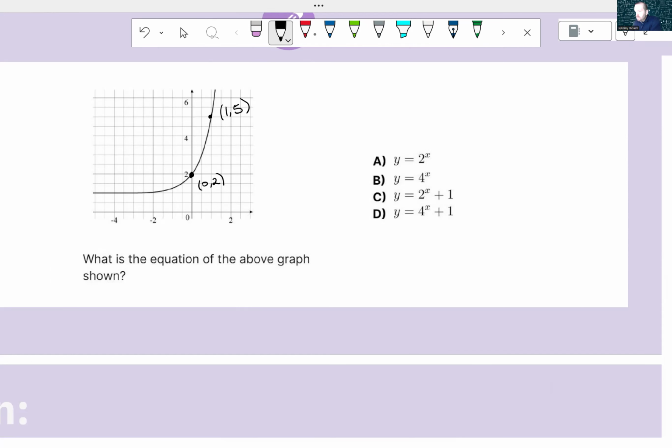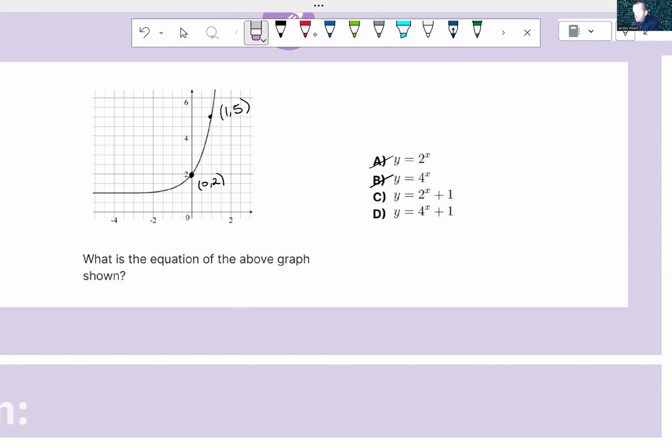So if we plug in 2 for y, 0 for x, let's check what that would be for A. You get 2 equals 2 to the 0. Anything to the 0 is 1. And so for A, we get 2 equals 1. And that's not true. So we can cross out A right away. If we go to B, do the same thing. 2 equals 4 to the 0. That also says 2 equals 1. And that's not true.